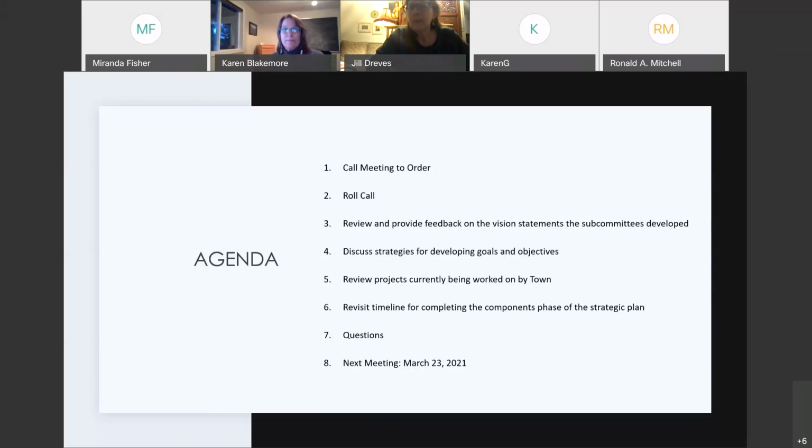We're going to discuss just kind of briefly the next step, which is goals and objectives. We'll go over that spreadsheet that I recently sent out about the projects town is currently working on. And then we'll kind of end going over the timeline for completing the components phase, which is the vision, goals, and objectives, and then adjourn with any questions.